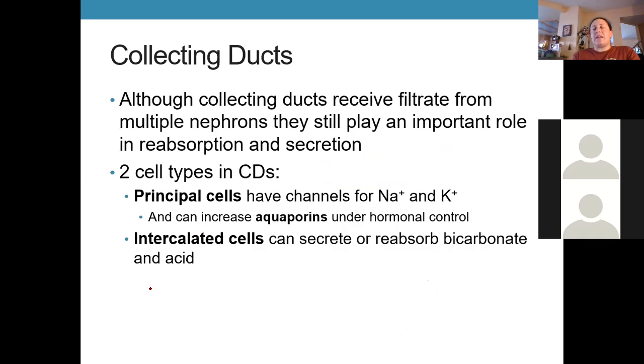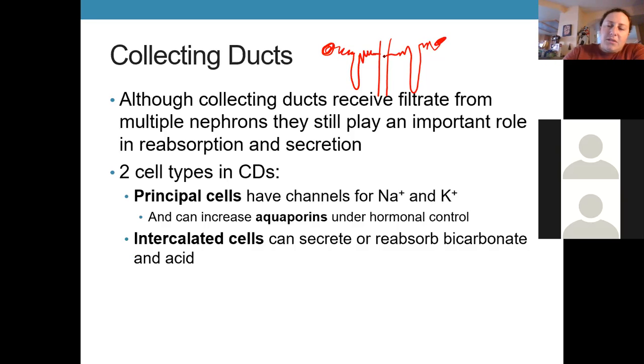When we get to the collecting duct, we're actually done with the nephron. So remember, the nephron ends in the distal convoluted tubule. Got our little renal corpuscle, proximal, loop, distal, and then it's gonna join up to a collecting duct, which also receives stuff from other nephrons. But the collecting ducts still play an important role in the reabsorption and secretion processes. So what's in the tube is basically urine, but it can still be modified even though it's done with the nephron.